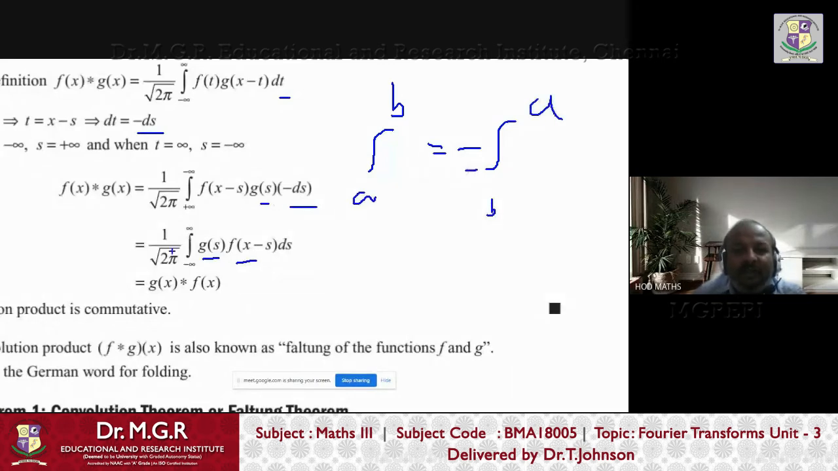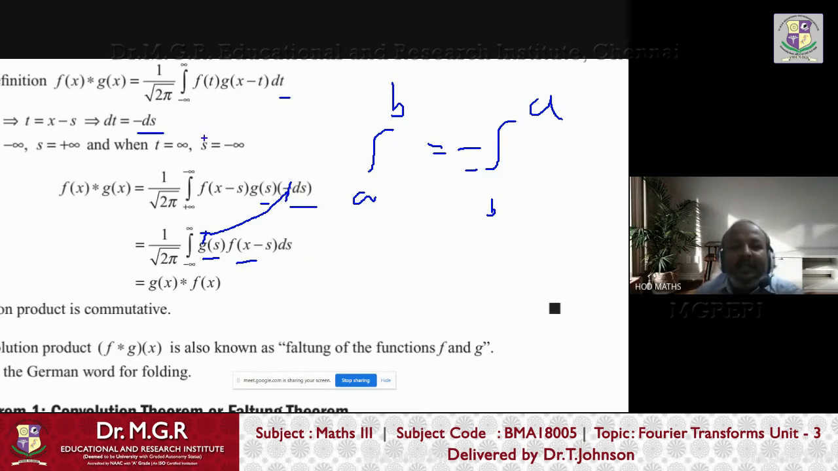So here they change the limits: plus infinity, minus infinity become minus infinity, plus infinity. So automatically a minus sign is injected in the integral, and already a minus sign is there also. So these minus signs cancel out and become a plus sign. And finally we have the integral of g of s f of x minus s ds.